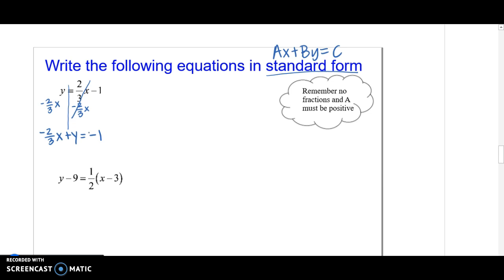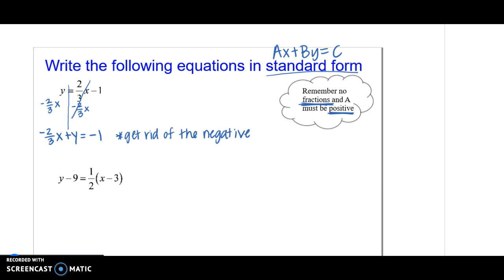Now remember, when we're talking about standard form, okay, the first number a that's right in front of the x has got to be positive. And there also can't be any fractions. So if you look at ours, this first number is negative. So we've got to get rid of that. And it's also a fraction. So let's talk about first how to get rid of it.